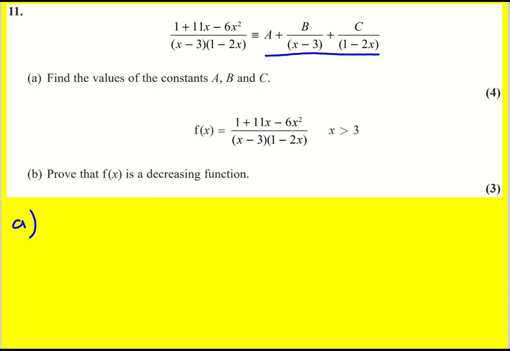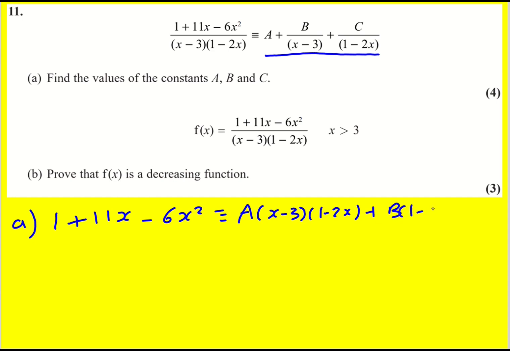But because they've given it in this way, let's just go with the normal way that you would do it. Multiply through by that (x minus 3)(1 minus 2x). So we will get a(x minus 3)(1 minus 2x) plus b(1 minus 2x) plus c(x minus 3). And now, there are different ways to solve this, but I'll go with substituting in. That's always a good shout.